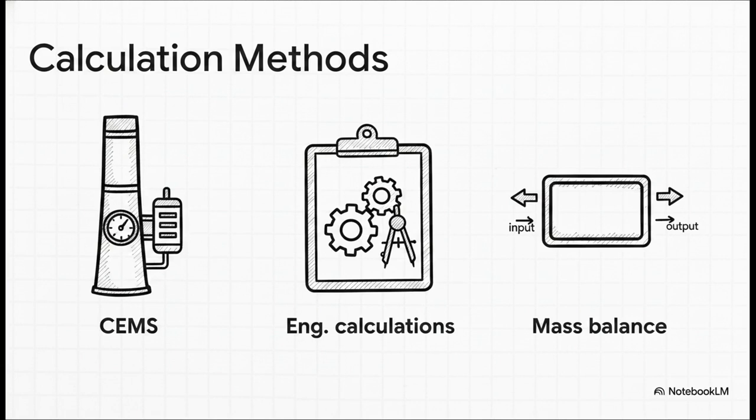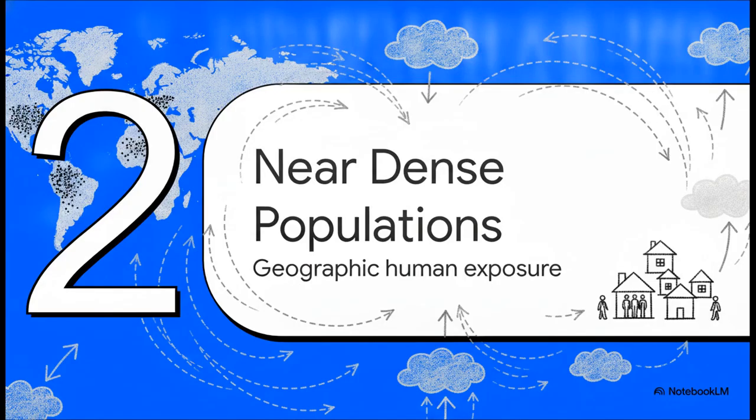They can also use mass balance calculations. Actually, the main takeaway here is that whichever method they choose, it has to be rigorous, scientifically sound, and capable of pinpointing those metric tons accurately. Let's move on to Section 2, Tracking Near-Dense Populations, where we'll connect geographic data to human exposure.